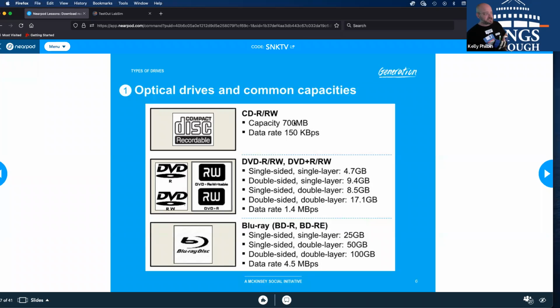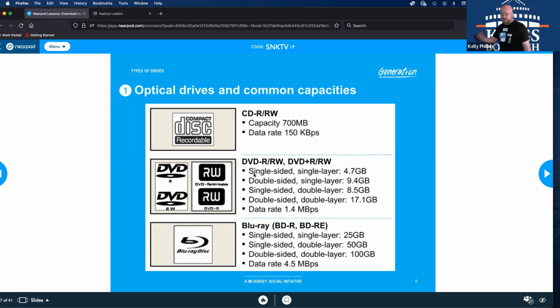So CDs around 700 megabytes, DVDs 4.7 to 17.1, Blu-rays 25 to 100. Do you need to know the transfer rates? No, you do not. But capacities you do need to be aware of, as well as how they store data.